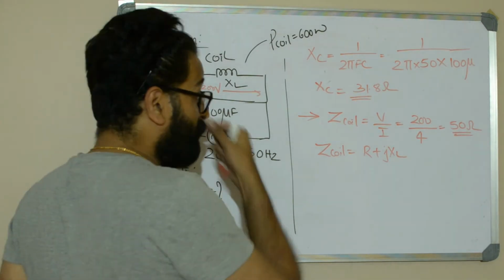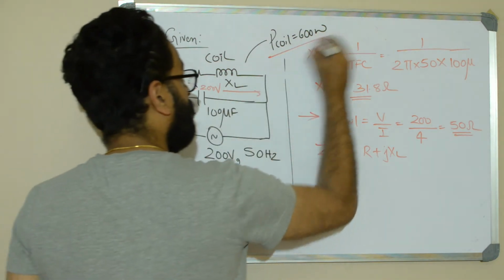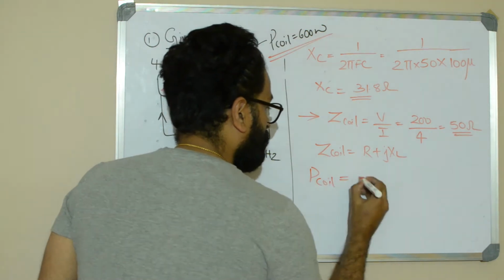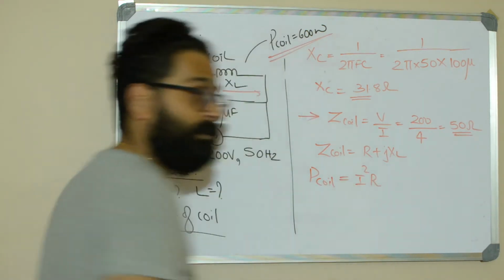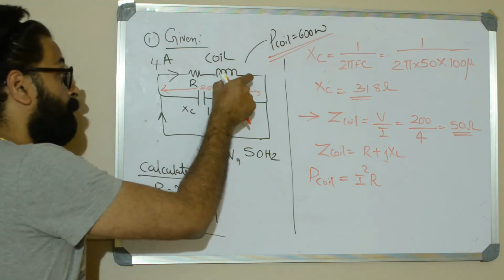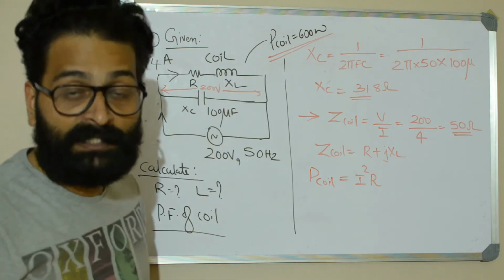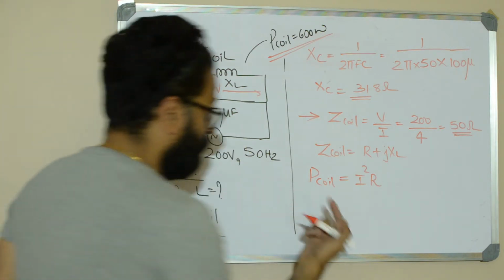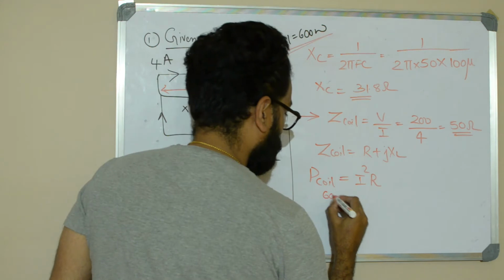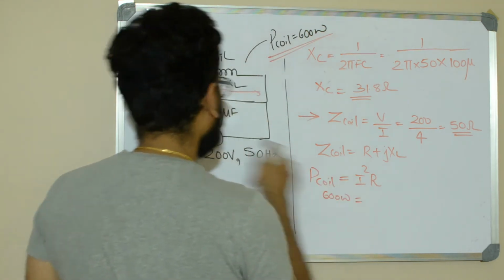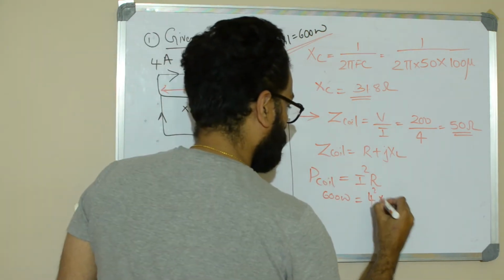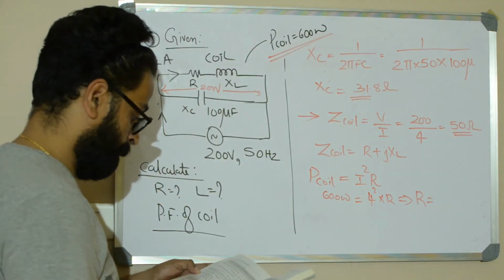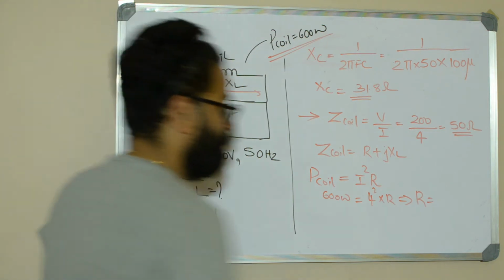Okay, next what do we have? We have an important data related to power. Power consumed in the coil, P coil, can be given as I square into R, because the inductive element will not consume any power. Power comes in only by the resistive element. So P coil is equal to 600 watt, which is equal to 4 square into R. That implies R is equal to 37.5 ohms.